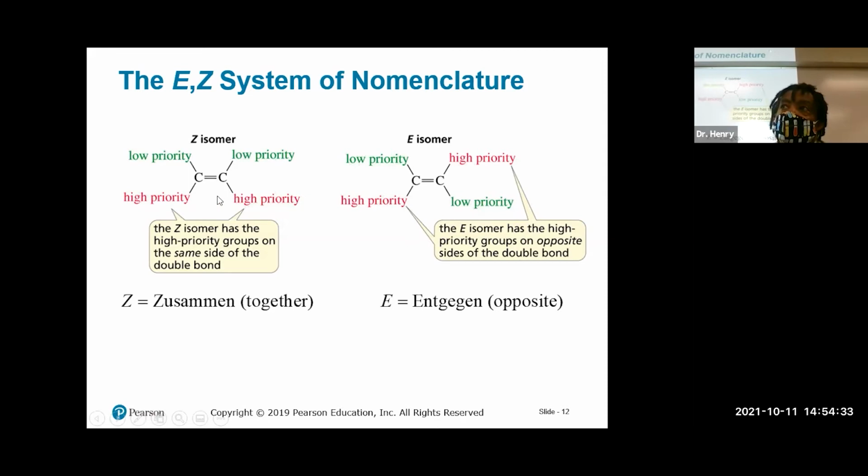It's going to be based upon priority. So we have what we call the EZ system, Z standing for the German word zusammen, which means together. That means your highest priorities are put together on the same side. The E isomer would be higher priorities on opposite sides.